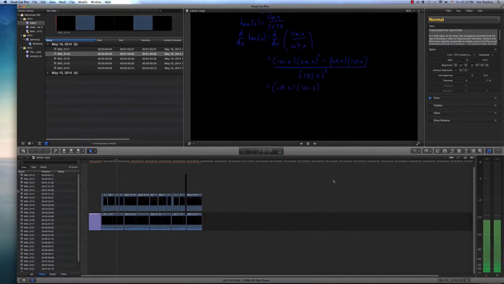So when we differentiate, we get cosine of x times cosine of x minus sine of x times minus sine of x all over cosine squared of x. This gives us cosine squared of x plus sine squared of x all over cosine squared of x. And using the trig identities, we know that cosine squared of x plus sine squared of x equals 1. So we get 1 over cosine squared of x, which gives us secant squared of x.